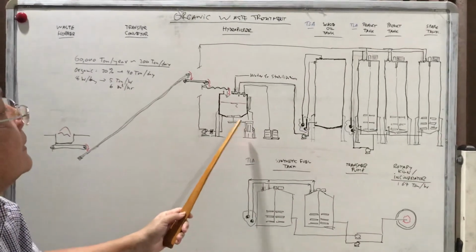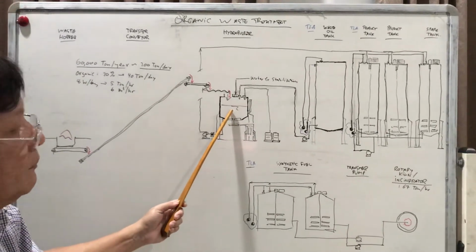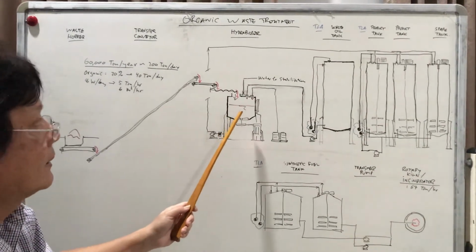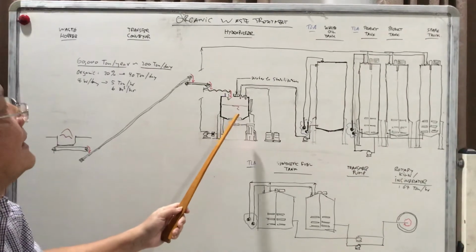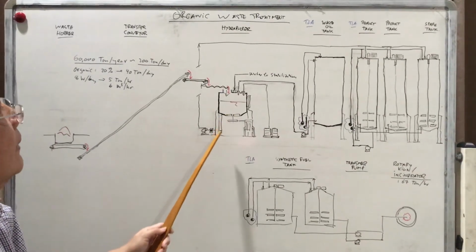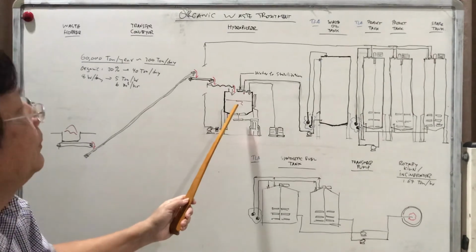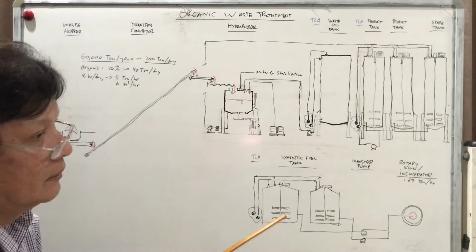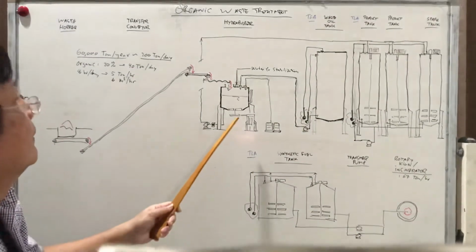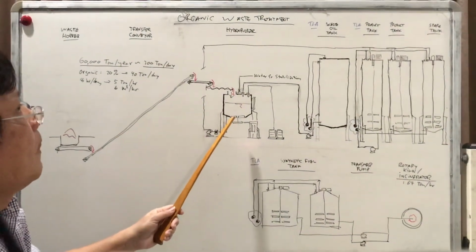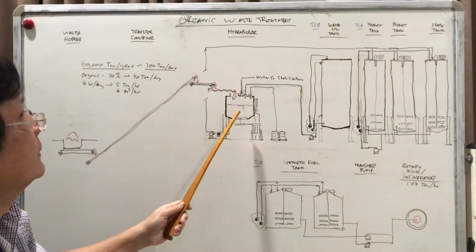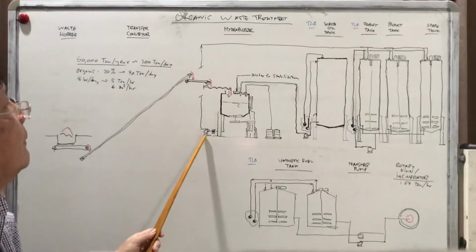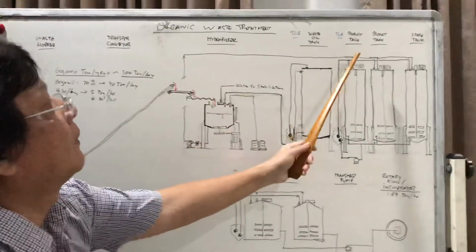Once a batch is complete, we need to check the quality. Is the quality acceptable? Then we send this product. We call that synthetic fuel, because it has calorific value that you can use as a fuel. And we transfer it by pump to the product tank.